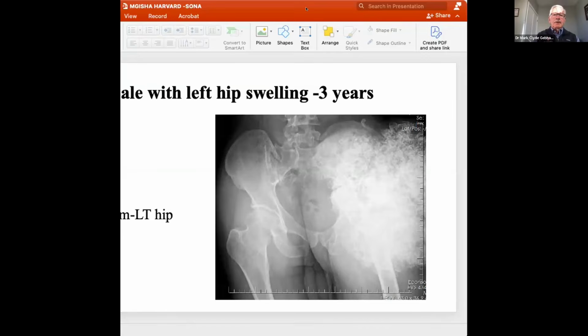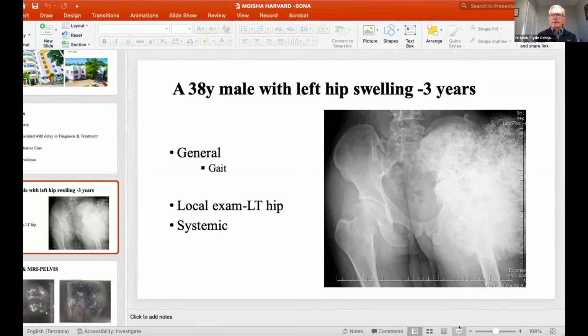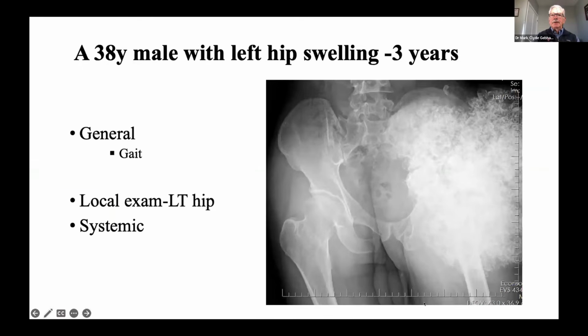I guess my only comment would be the role of external hemipelvectomy, which none of us like to do, but usually is possible in somebody with a, quote, unresectable lesion such as this. I would think it should at least be considered as another option.